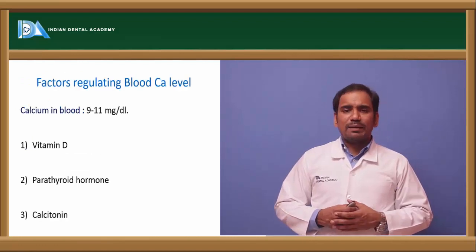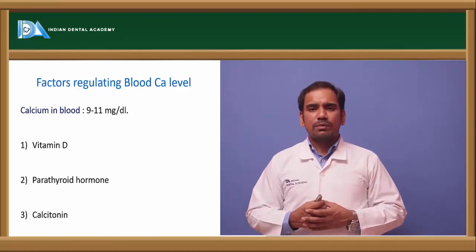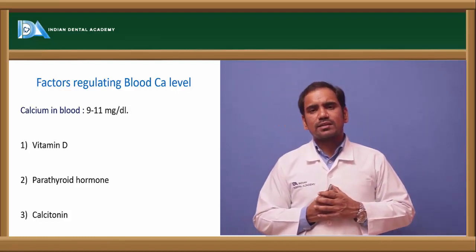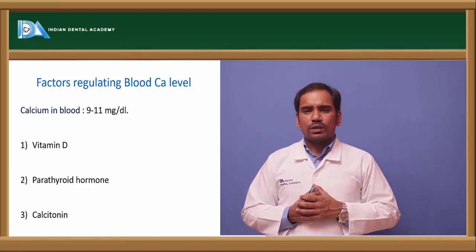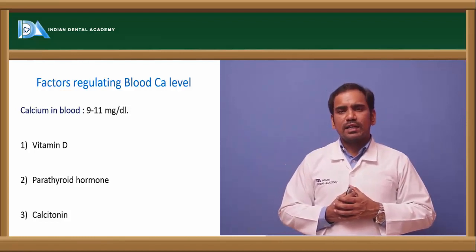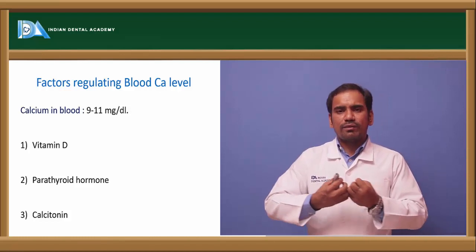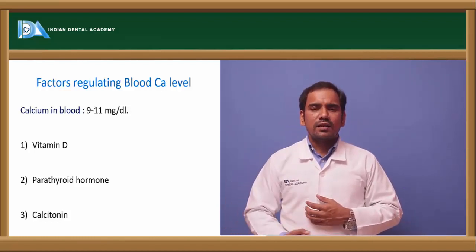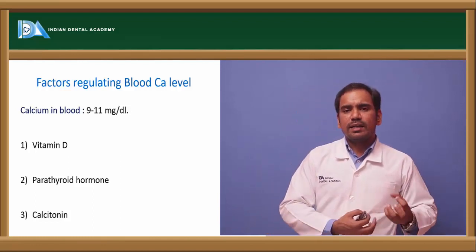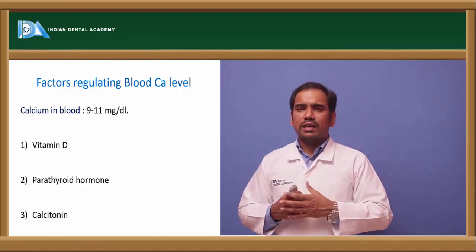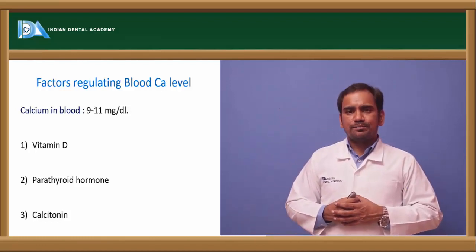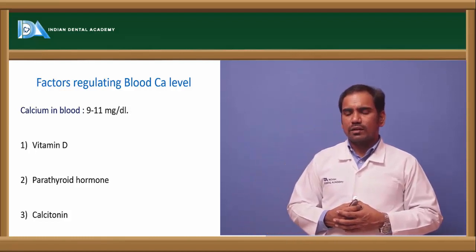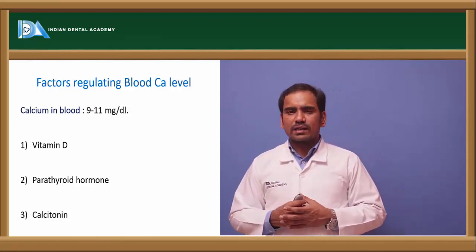When you see vitamin D, it increases the blood calcium level. The active form of vitamin D we call calcitriol. That calcitriol increases synthesis of a protein called calbindin, and that calbindin is involved in the absorption of calcium from the intestine. By increasing the calbindin synthesis, vitamin D increases the absorption of calcium, so that ultimately it increases the calcium level in the blood. So that is the effect of vitamin D on calcium level. Apart from that, the next factor is parathyroid hormone.